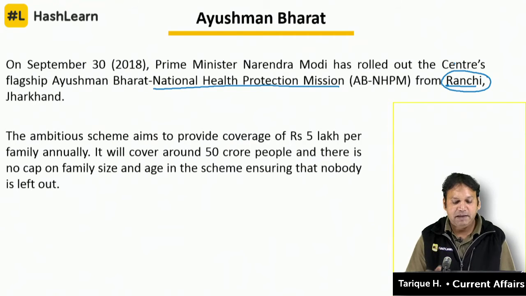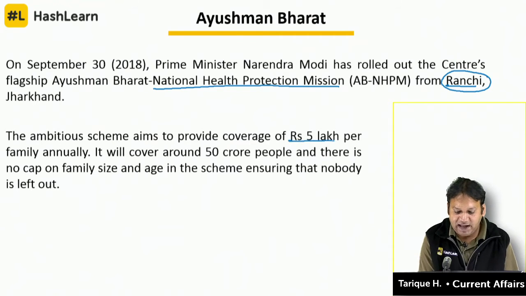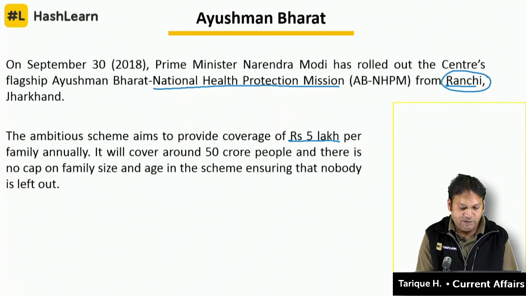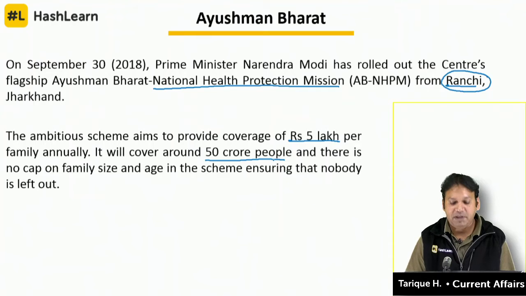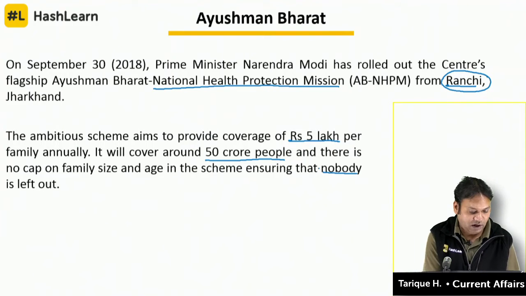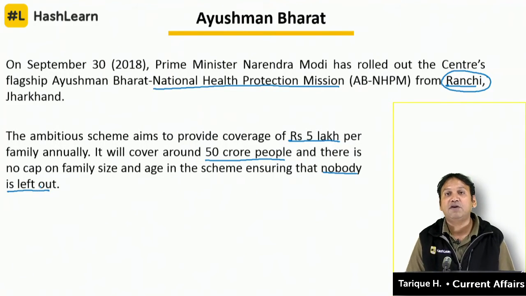The ambitious scheme aims to provide a coverage of rupees 5 lakhs per family annually. It would cover around 50 crore people, the biggest health insurance scheme in the world. And there is no cap on family size and age in the scheme, ensuring that nobody is left out. That is what the government wants. Everyone should get access to something that can change and improve their life, right? That is Ayushman Bharat.